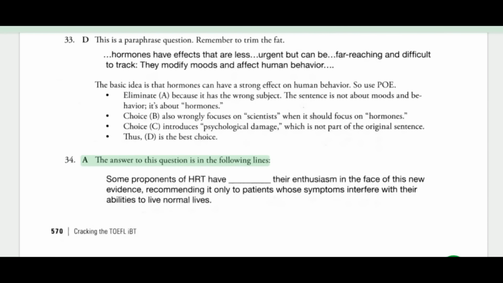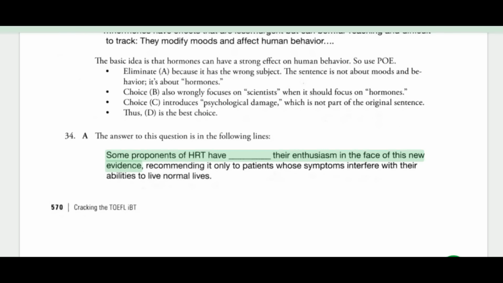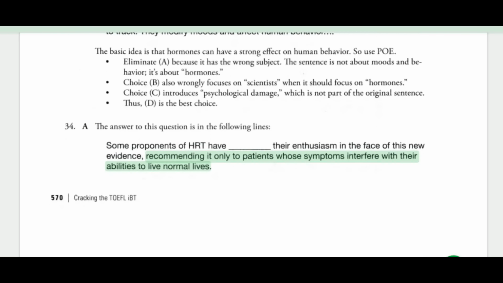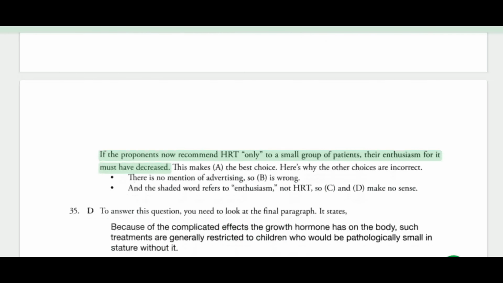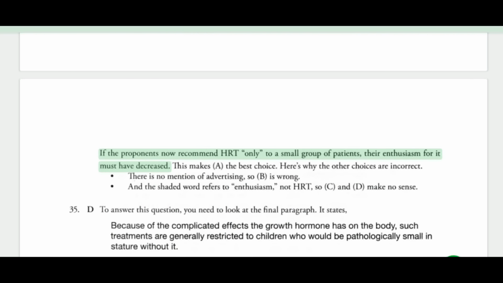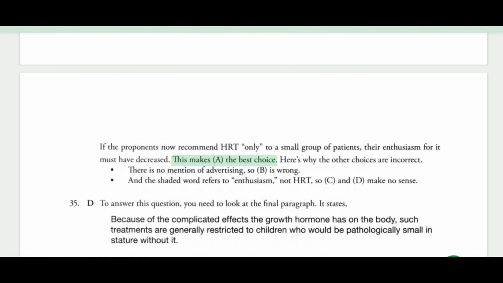34. The answer to this question is in the following lines. Some proponents of HRT have underscored their enthusiasm in the face of this new evidence, recommending it only to patients whose symptoms interfere with their abilities to live normal lives. If the proponents now recommend HRT only to a small group of patients, their enthusiasm for it must have decreased. This makes A the best choice.